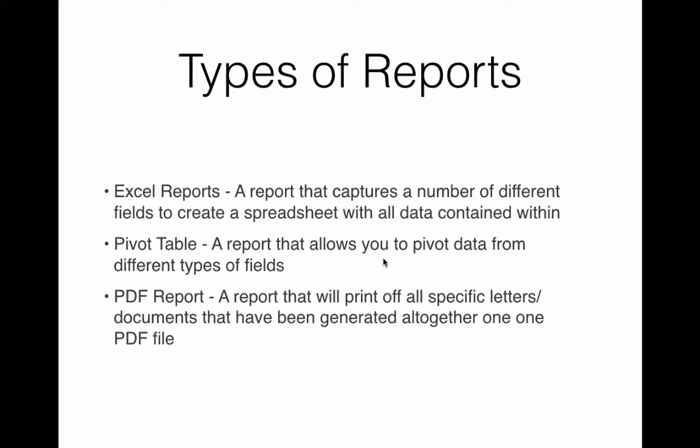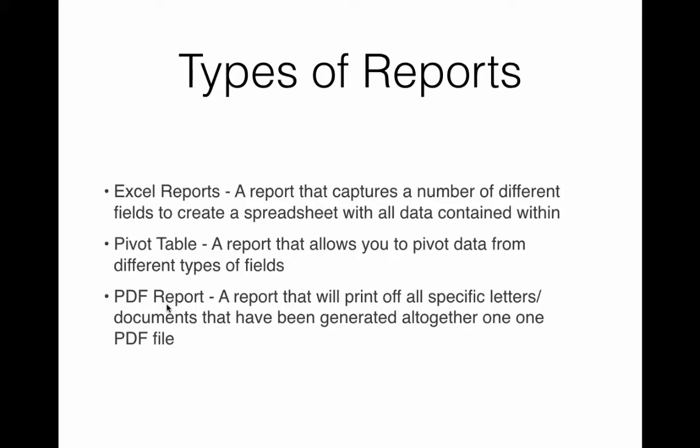So the first thing I'd like to do is explain the differences between the types of reports that you can run with the ad hoc builder. The first type, and most commonly run ad hoc report, is the Excel report type. This type of report allows you to grab a number of different fields and create a spreadsheet of all the data contained within. You can utilize it as a standalone report, as a live report, or make it the main export to XLS report on a given card.